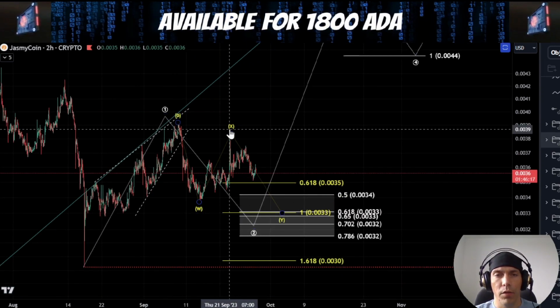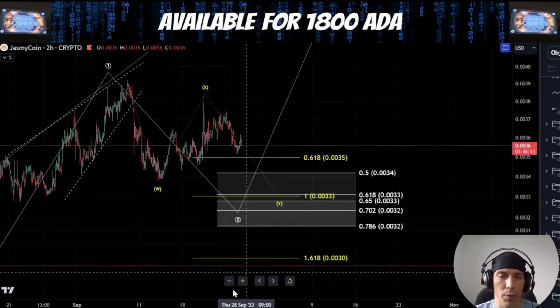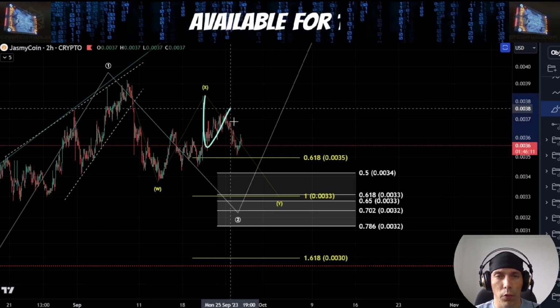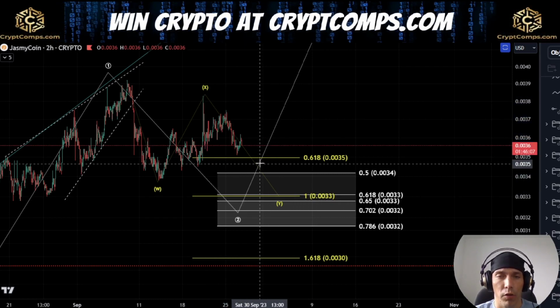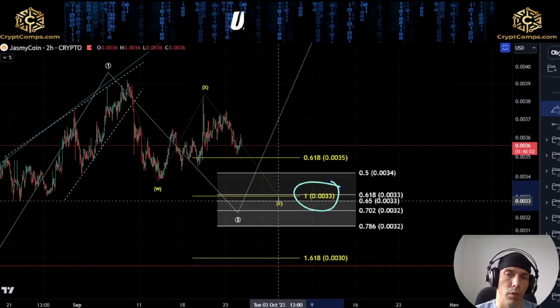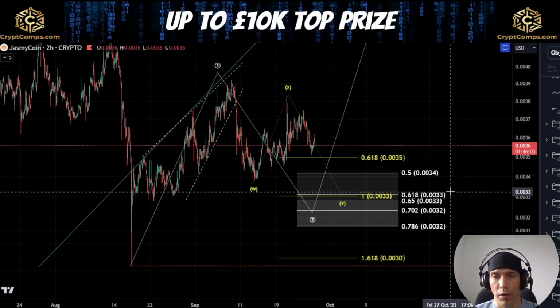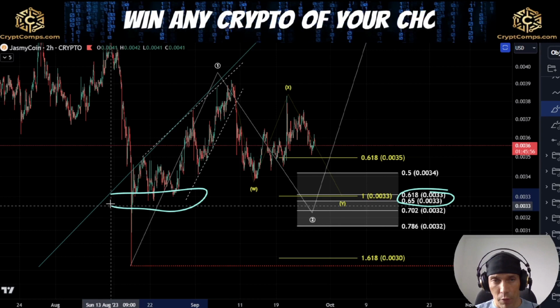This is W, this is X, and then potentially still looking for this Y wave to the downside. It is possible that this move could have formed the first part of this leg, where we see a small bounce to the upside and then that continuation to the downside here. The 1-to-1 target is actually sitting here towards the 0033. This would also align very nicely with moving back into this golden pocket area here, which would also align with a retest of these lows.